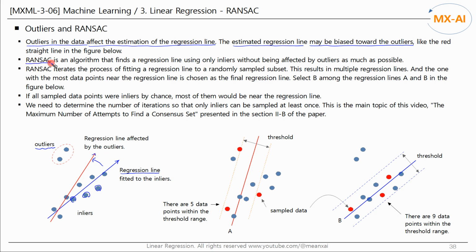RANSAC is an algorithm that finds a regression line using only inliers, without being affected by outliers as much as possible. RANSAC iterates the process of fitting a regression line to a randomly sampled subset. This results in multiple regression lines, and the one with the most data points near the regression line is chosen as the final regression line.